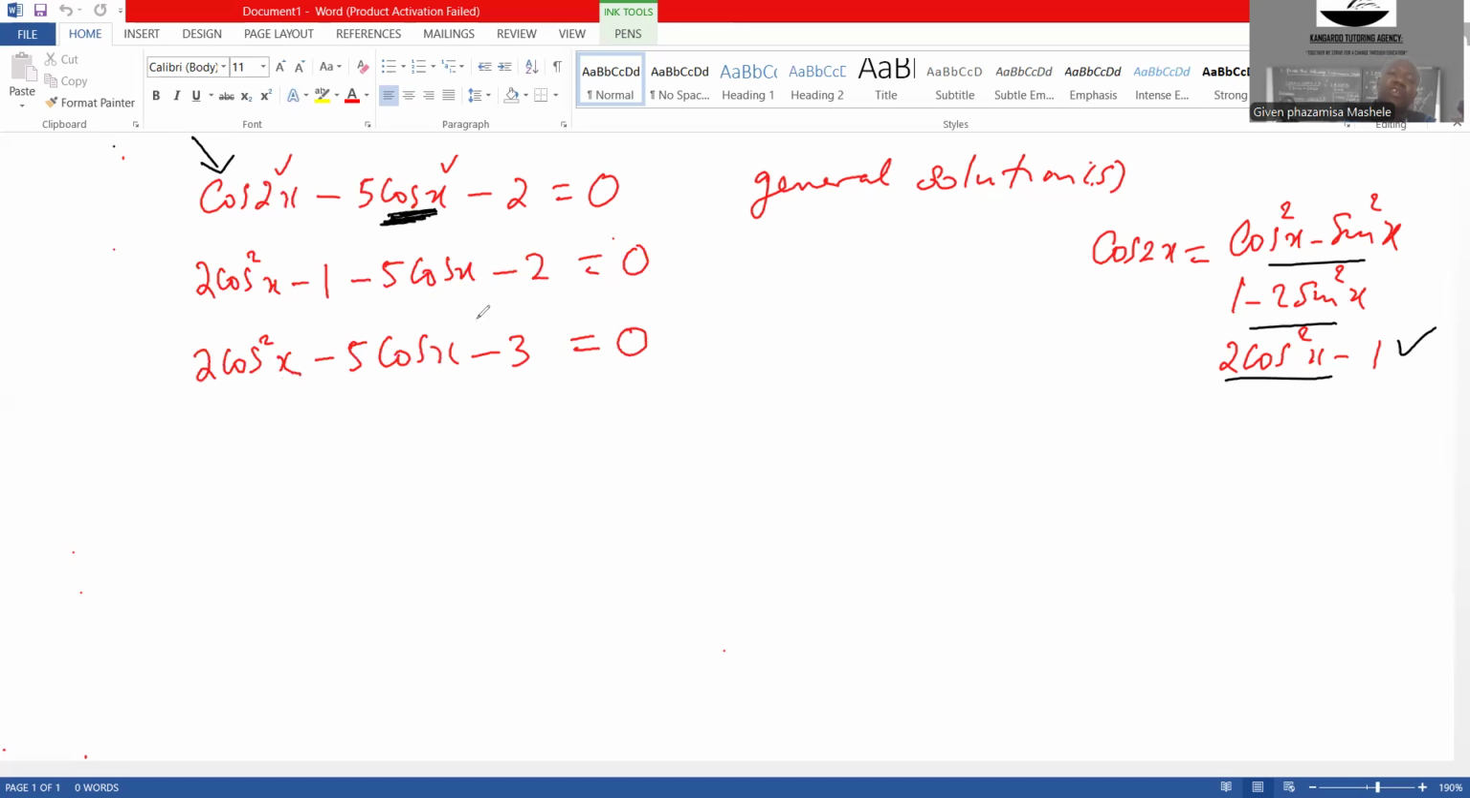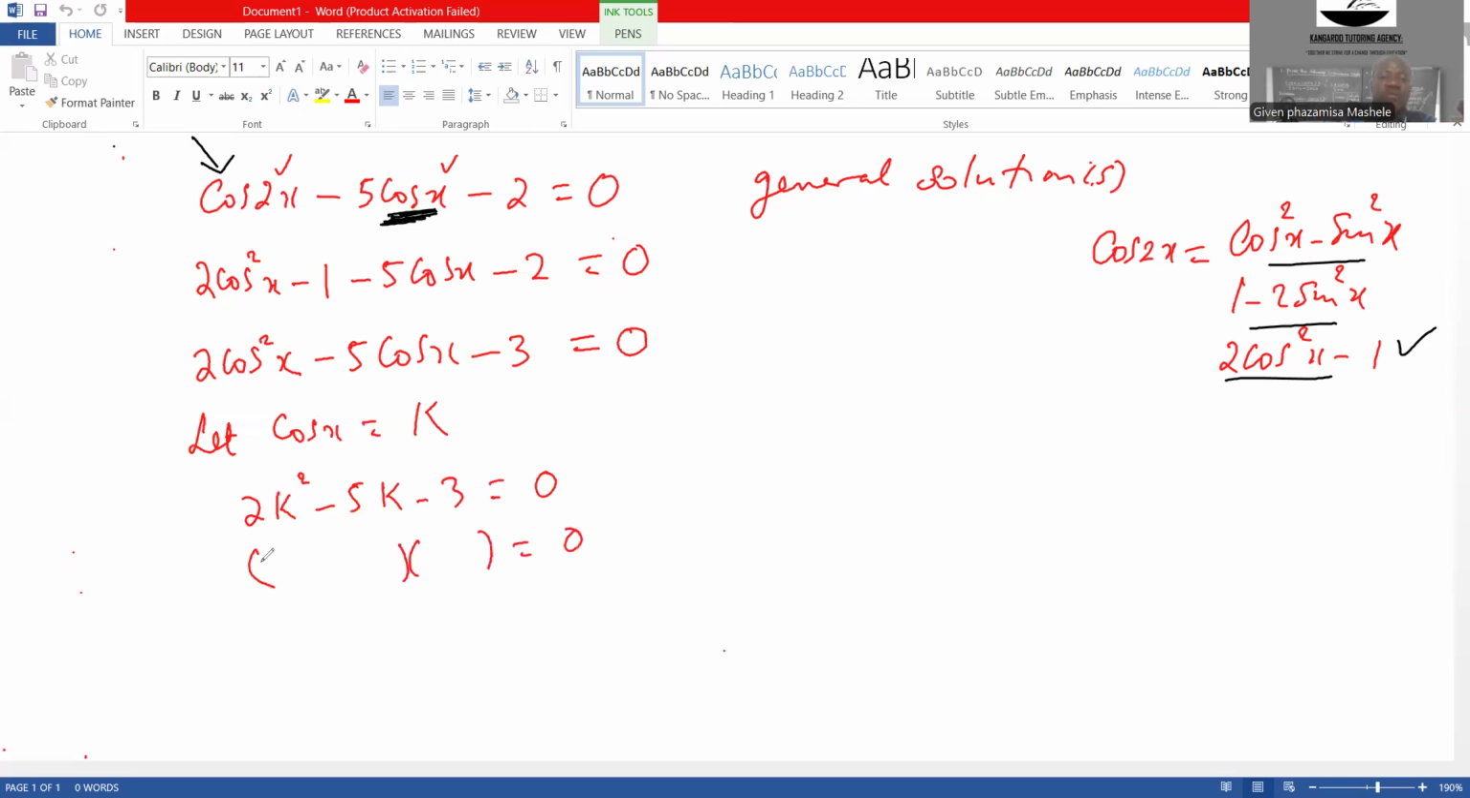It's ax squared plus bx plus c. So there are many ways to skin a cat. If you don't want to factor that, you can let cos x be k or anything. So this will be 2k squared minus 5k minus 3 equals 0. Then you try to factorize this.